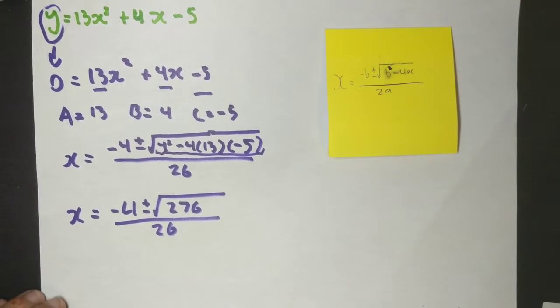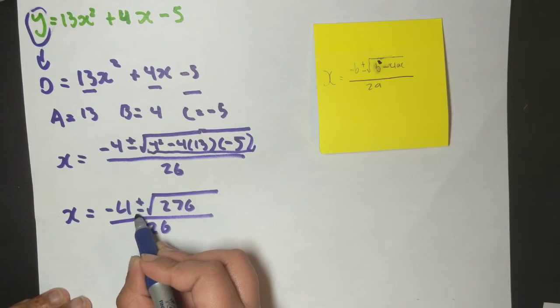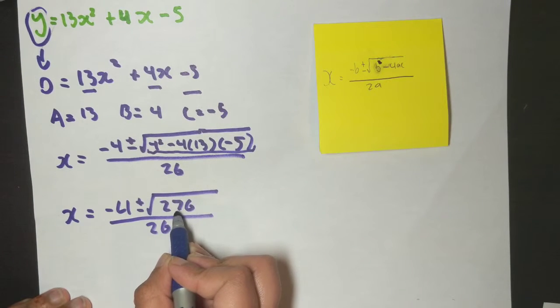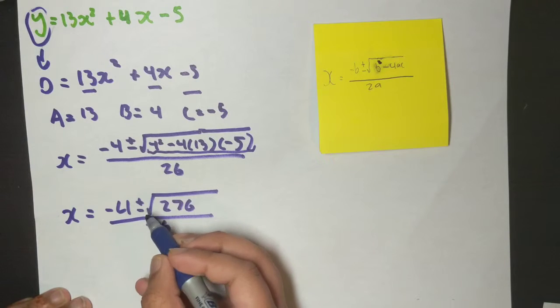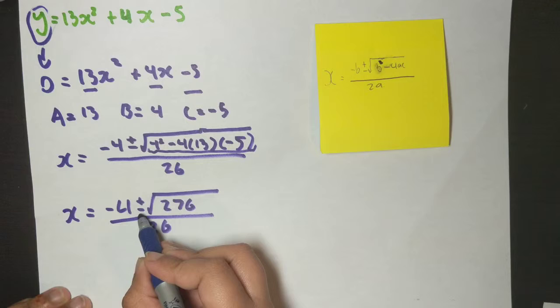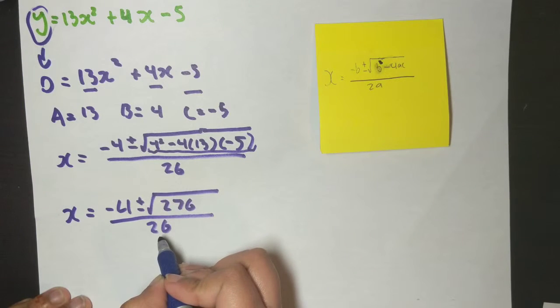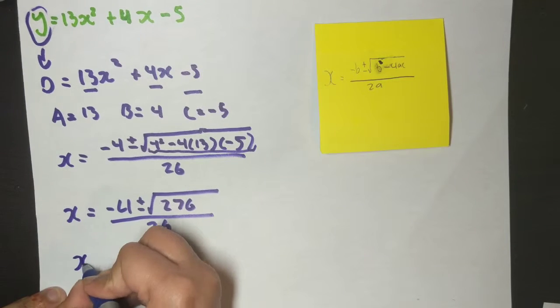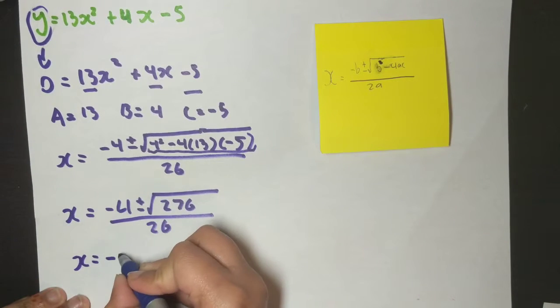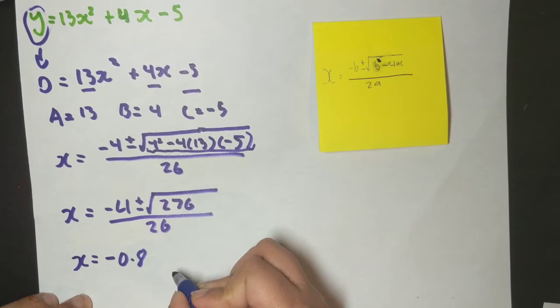Next, we just do as follows. So negative 4 minus the square root of 276. It doesn't matter what order you do it in, but I like to do the minus first. So negative 4, take away the square root of 276, divided by 26 gives us negative 0.8 when rounded to the nearest tenth.